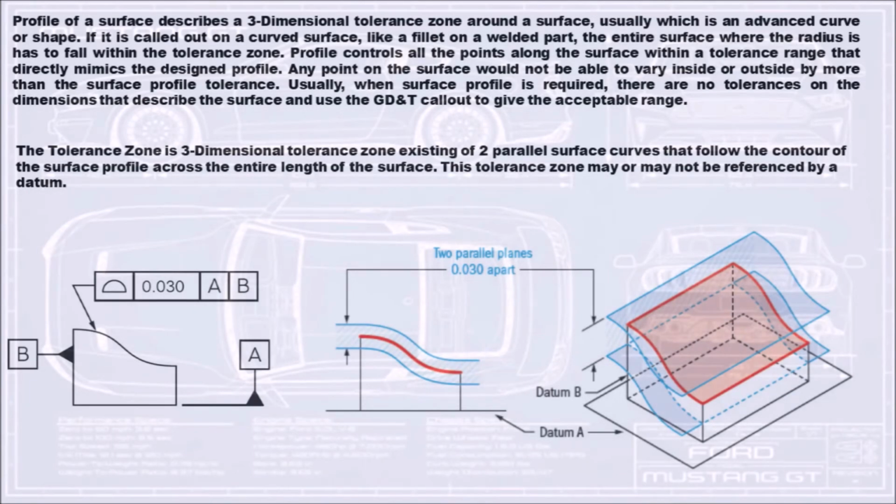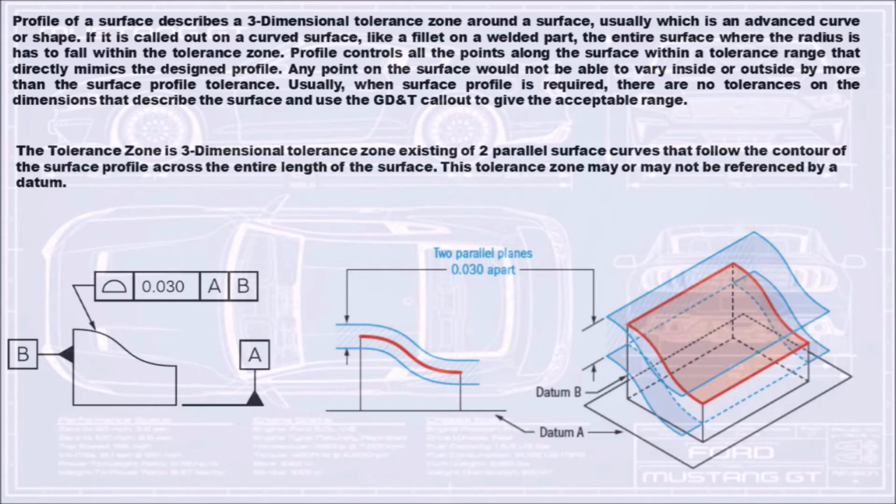Profile of a surface describes a three-dimensional tolerance zone around a surface, which is usually an advanced curve or shape. If it is called out on a curved surface, like an eyelet on a welded part, the entire surface where the radius is has to fall within the tolerance zone. Profile controls all the points along the surface within a tolerance range that directly mimics the designed profile. Any point on the surface would not be able to vary inside or outside by more than the surface profile tolerance.